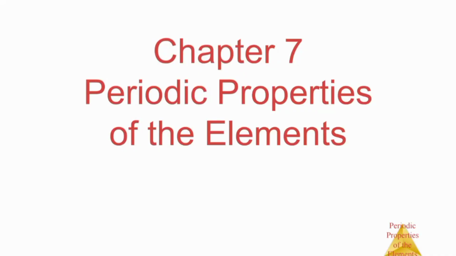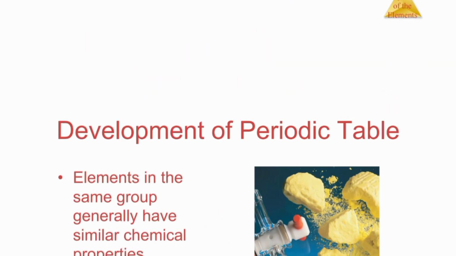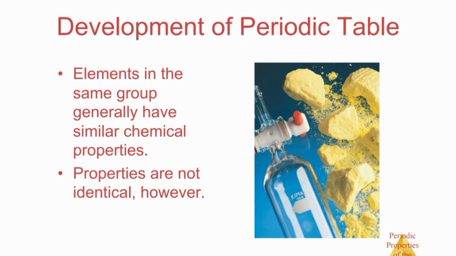This is the fourth lecture of our IMAT chemistry series. We are studying periodic tables and periodic properties. Development of periodic table. Elements in the same group generally have similar chemical properties. Properties are not identical, however.